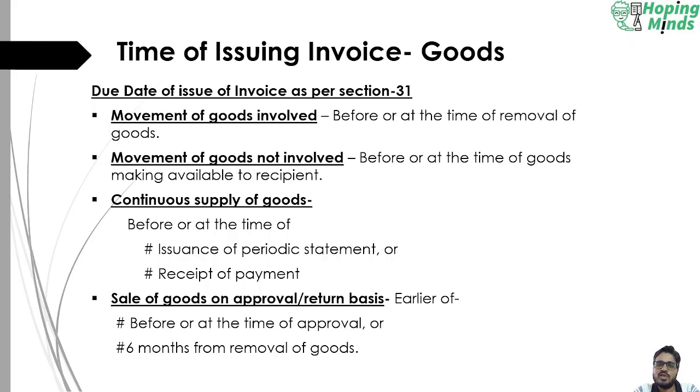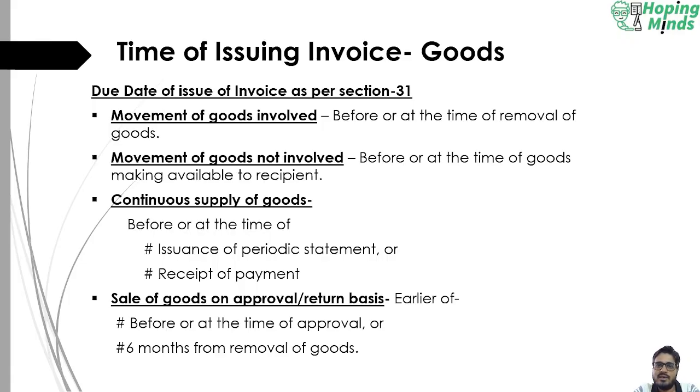Also, there can be a case of continuous supply of goods. In such a case, the due date for issuing the invoice will be before or at the time of issuance of periodic statements, that we call progressive statements, or receipt of payment, whichever is earlier. Next is the sale of goods on return or approval basis.